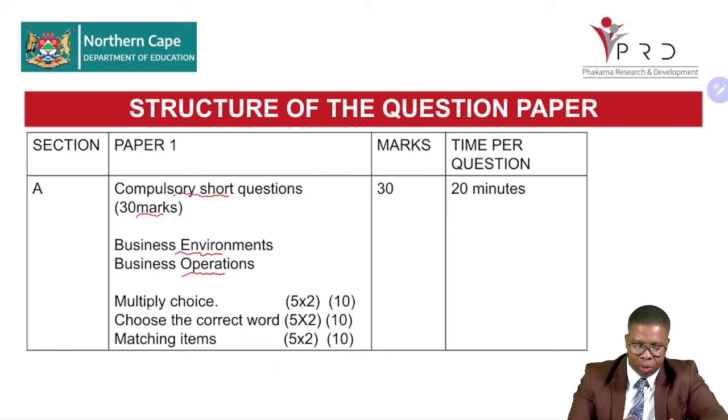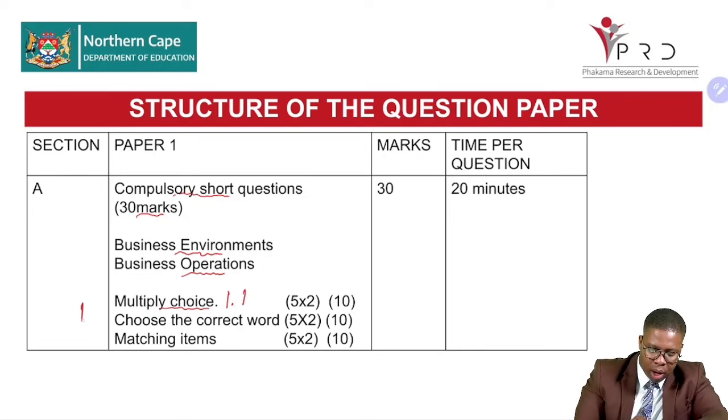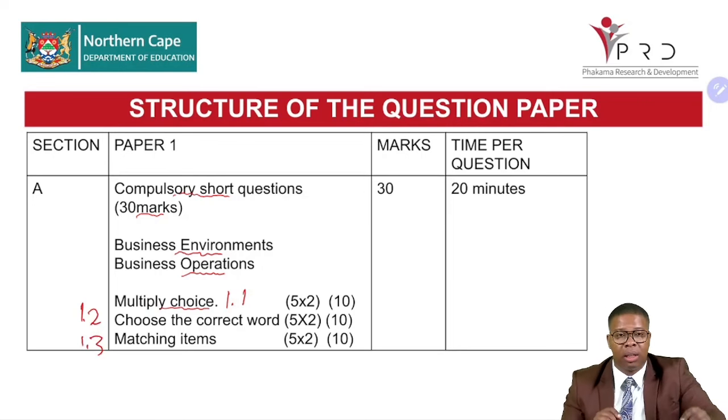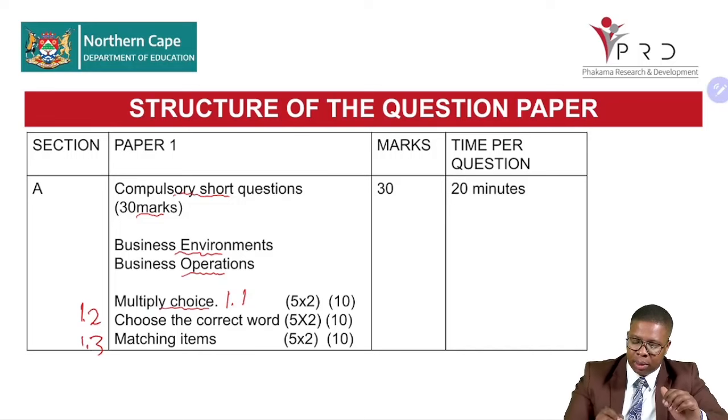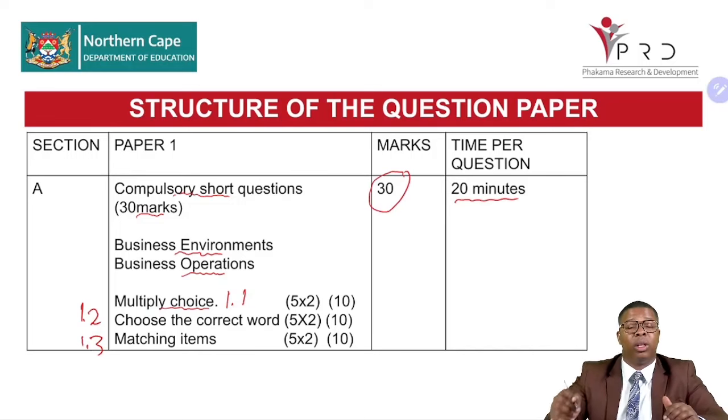And then as we proceed, we'll have a multiple choice under 1.1. Then choose the correct word from the box or list will be 1.2. And then 1.3 will be matching items, meaning items under column A and column B. Then the mark allocation is 30 and the time you should spend there is 20 minutes.